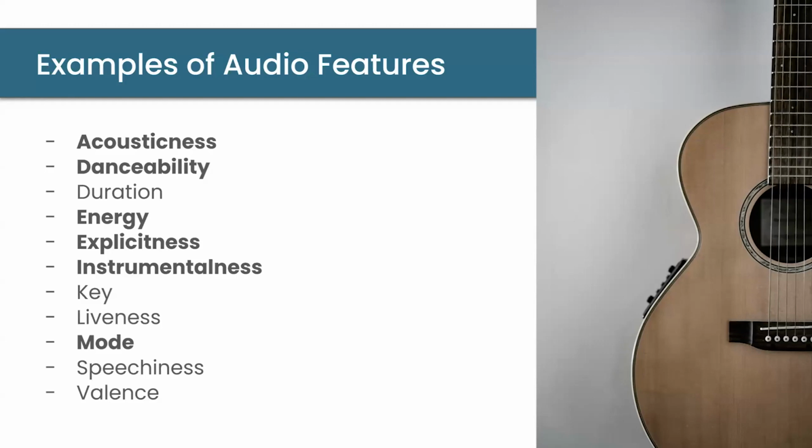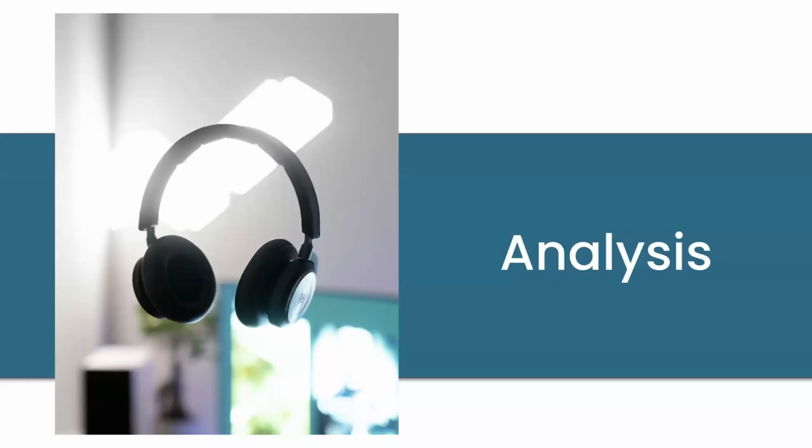We have information on whether or not a song contains explicit lyrics. Instrumentalness predicts whether or not a track contains vocals, and mode tells us whether a song is derived from a major or minor scale. And now let's move into our analysis. What insights can we gain from the data?